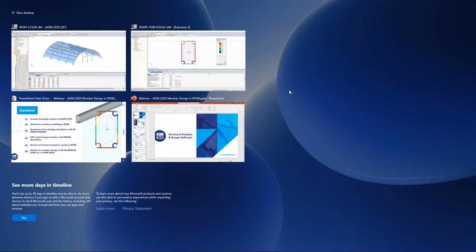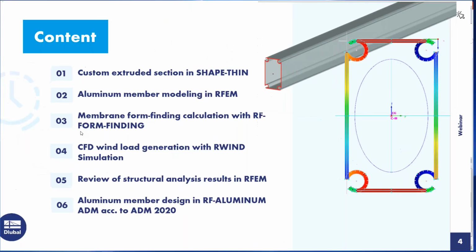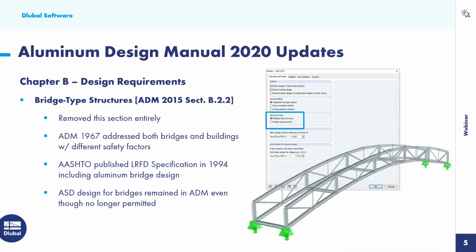Now, before I get into more detail here with the example, I want to jump back to the PowerPoint just to explain some of the updates that have taken place with the 2020 standard. Now, by no means is this a complete list of all of the updates within the 2020. It really is only the relevant changes specific to RFEM and RF-ALUMINUM ADM that I wanted to cover. So what has been updated within our program?